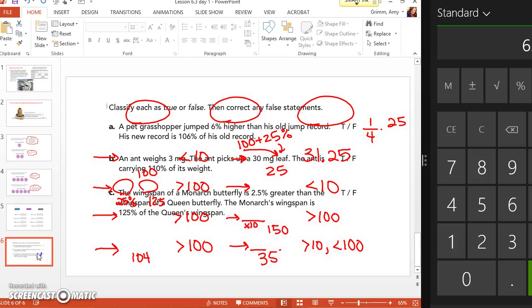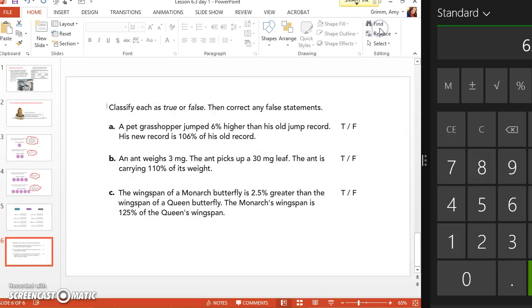All right. Let's see if we can do some of these. All right, classify each as true or false. Then correct any false statements. A pet grasshopper jumped 6% higher than its old jump record. His new record is 106% of his old record.